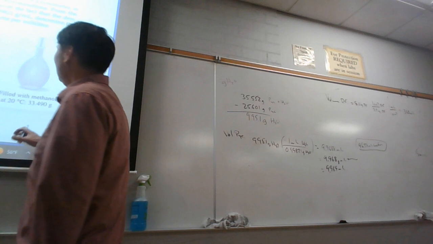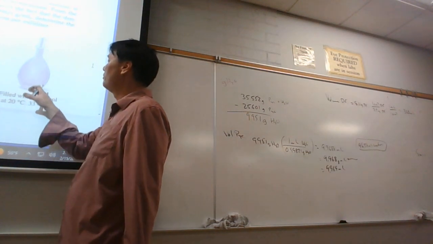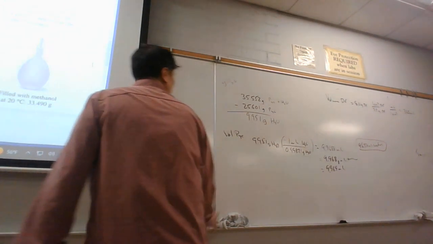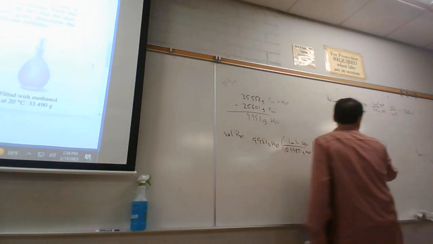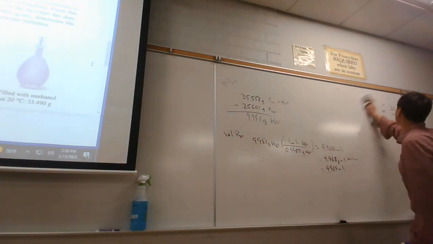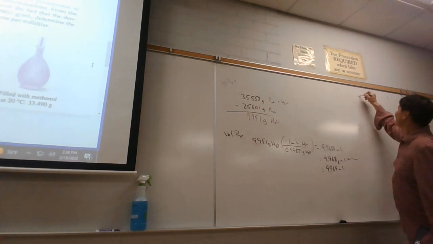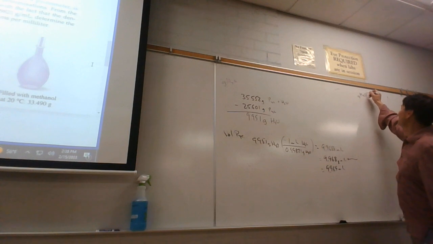Okay, now we fill the pycnometer with methanol. And so what we can do is figure out how many grams of methanol we have. Here next. And so the grams of methanol, methanol is abbreviated MeOH.